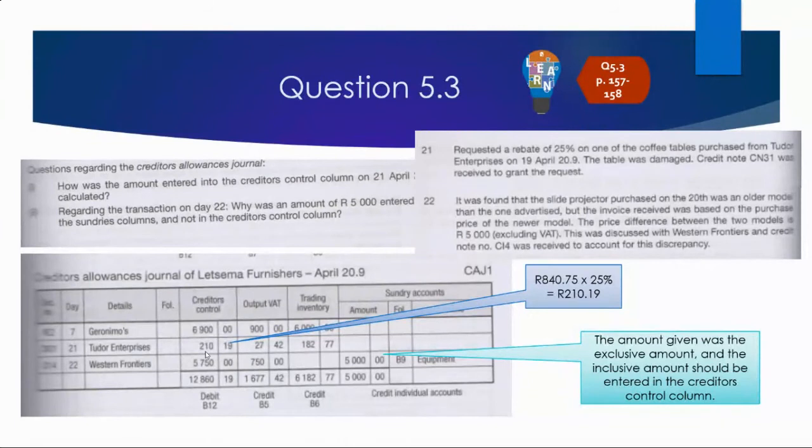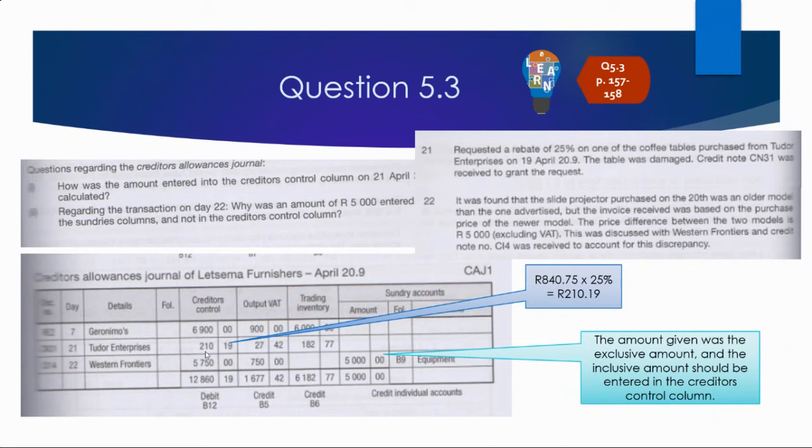It said it was found that the slide projector purchased on the 20th was an older model than the one advertised. But the invoice received was based on the purchase price of a newer model. So you paid the price for a new model, but for old equipment. The price difference between the two models is 5,000 Rand, excluding VAT, and this was discussed with Western Frontiers and a credit note was received to account for that discrepancy.